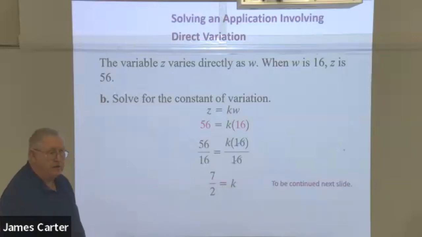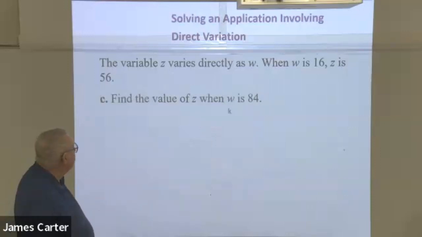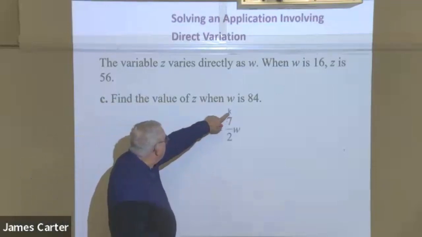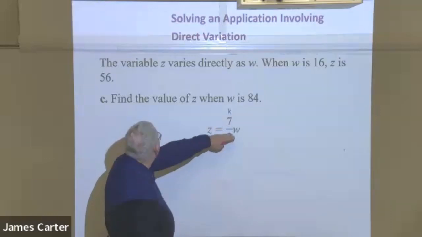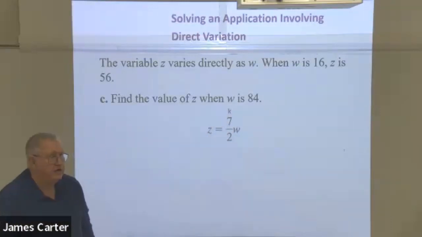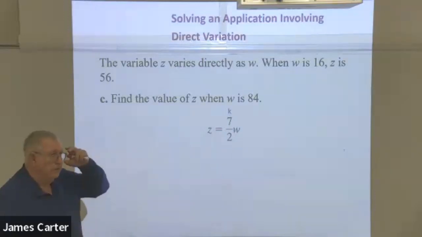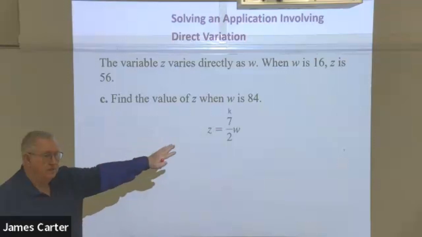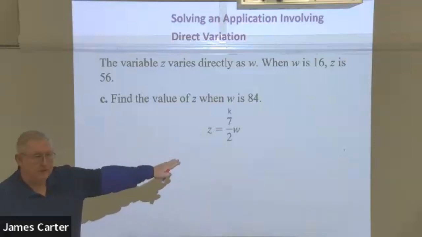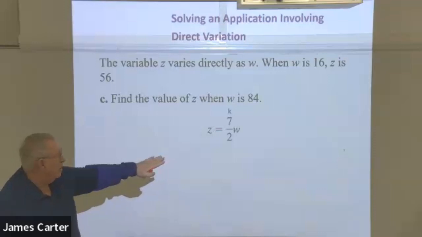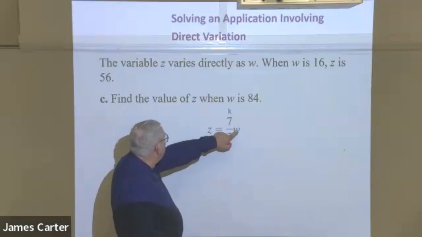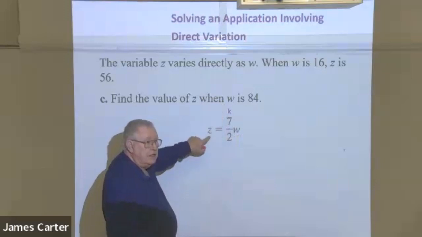And what is that? 3.5 in reality. So, going to my next slide. Since we're replacing K with 7/2, then here's my equation of variation. Now, like I said, in some problems, this is all we're going to ultimately ask for. But in other problems, we're going to give you a new W value, and then you have to find a new Z value using this.